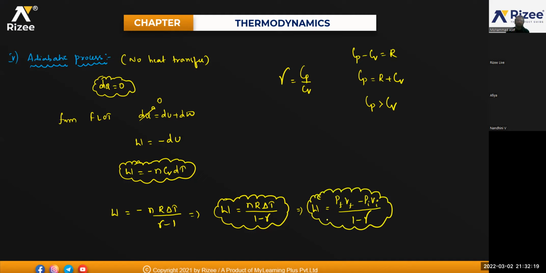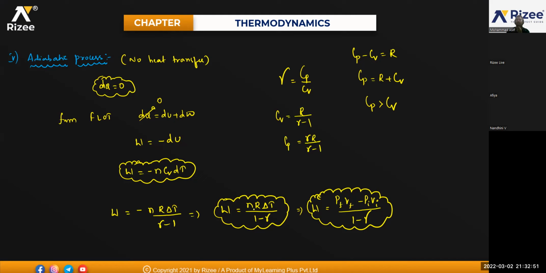Clear? So in an adiabatic process, there is no heat transfer. So dq will become almost 0. From the first law of thermodynamics, delta Q is 0. So delta U plus delta W will be equal to 0. That means work done will be equal to minus of dU. So it is minus of internal energy, which is n into Cv into delta T. Cv will be equal to how much, beta? Cv is equal to R by gamma minus 1. And Cp is equal to gamma into R divided by gamma minus 1. So the Cv value is substituted here, R by gamma minus 1. If I remove this minus sign, 1 minus gamma.